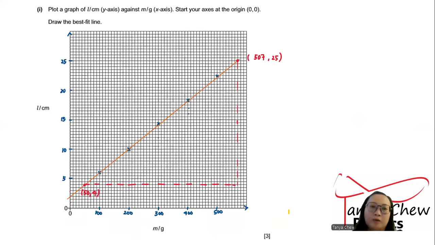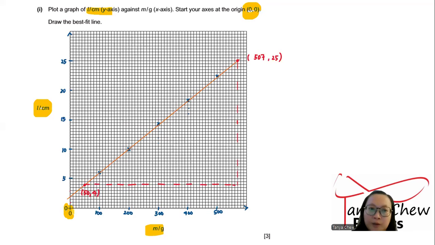Yeah. Now, another example that I want to give you. Look at this one: plot a graph of L on the y-axis. They have already labeled it against M on the x-axis. Start your axis at origin. So you have no choice. They ask you to start from origin. If you are asked to start from origin, then we have to start from the origin.